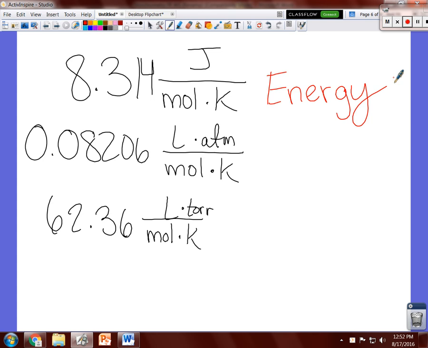Now, the bottom 2 are fairly similar, aren't they? The only difference, yes ma'am.